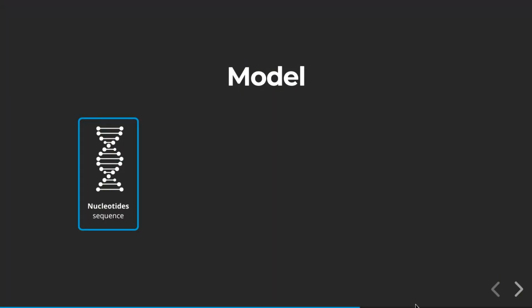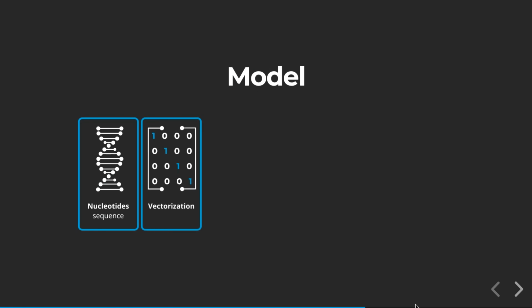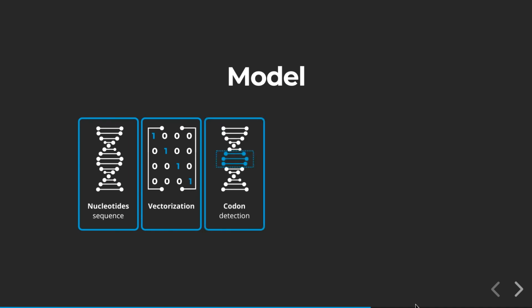So let me give you a high-level overview of the model that we've built. As input data, we use nucleotide sequences, so basically strings of A's, T's, C's, and G's. Then we perform simple one-hot encoding vectorization. For each nucleotide, we assigned a unique vector that represents it. For example, A was represented by 1, 0, 0, 0, T was represented by 0, 1, 0, 0, and so on. This allowed us to convert from string input data type into series of vectors or matrices that represent the whole genome.